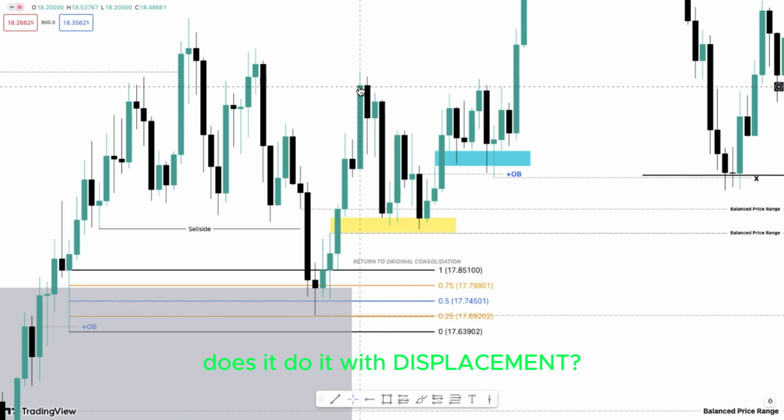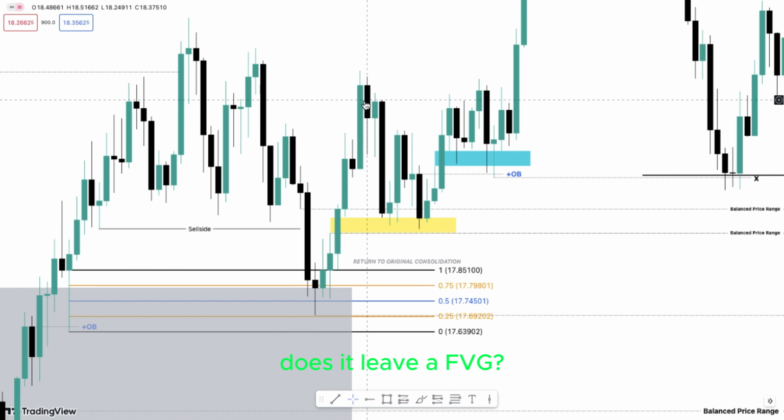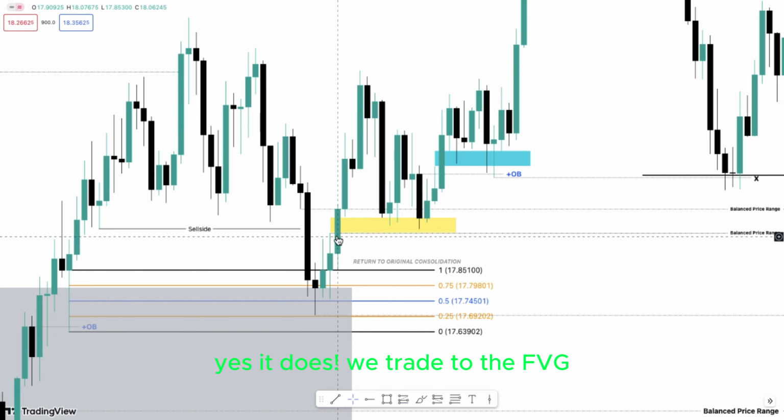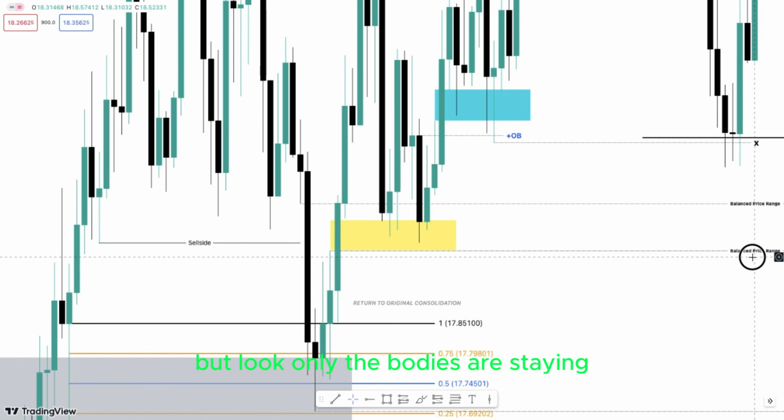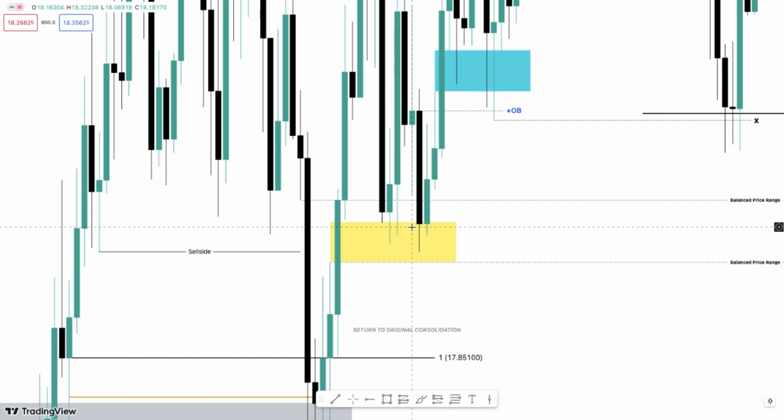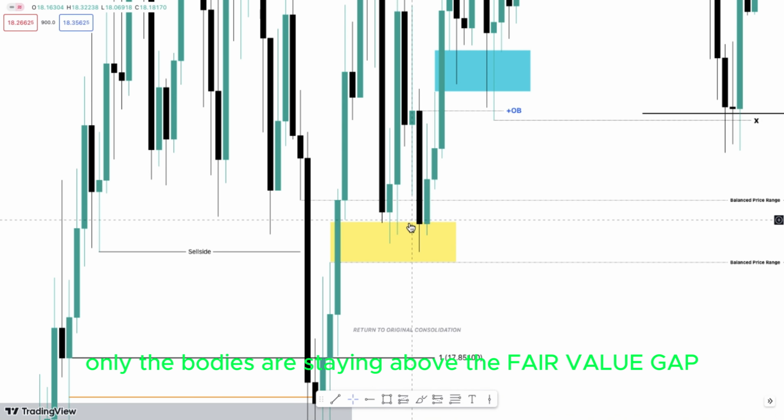Does it do it with displacement? Does it do it with magnitude? Does it leave a fair value gap? Yes, it does. So we trace with the fair value gap. But look, only the bodies are staying above the fair value gap.